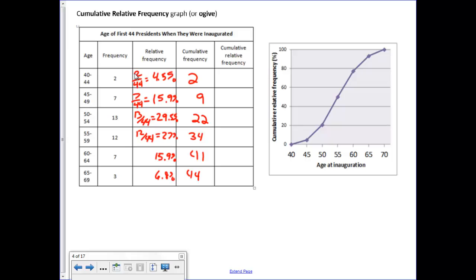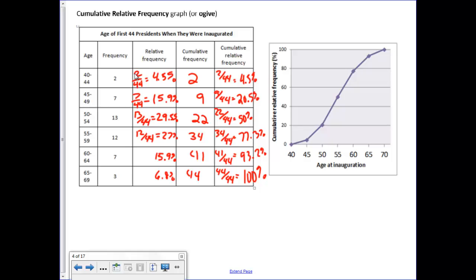Relative frequency, divide it out. We have 2 out of 44, we have 9 out of 44, 22 out of 44, 34 out of 44, 41 out of 44, 44 out of 44. And then you can find your percents. And then when you finish that, check out how that plays into the graph. Do you see how that graph works?